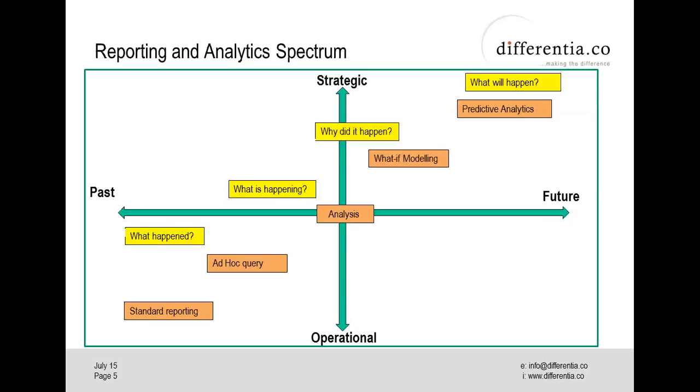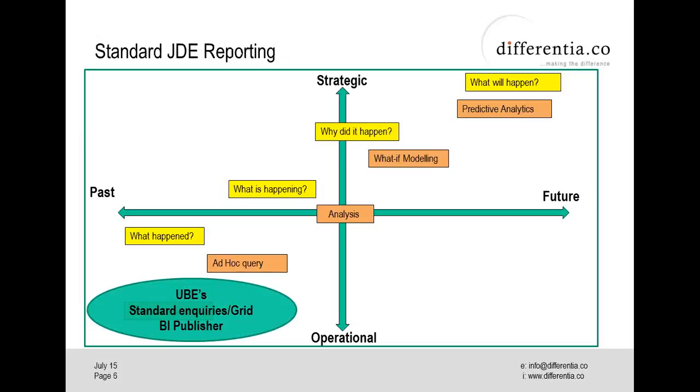To be able to put this into context, I thought it would be useful to look at the different types of reporting and analytics that a business might need, from historical performance, what happened, through to what will happen in the future, and looking at supporting decision making both at an operational and a strategic level. Now, those of you JD Edwards customers already will be used to all the standard JD Edwards reporting that you get, the UBEs, the grid, BI publisher, which provides really good analysis for what happened and some ad hoc queries.